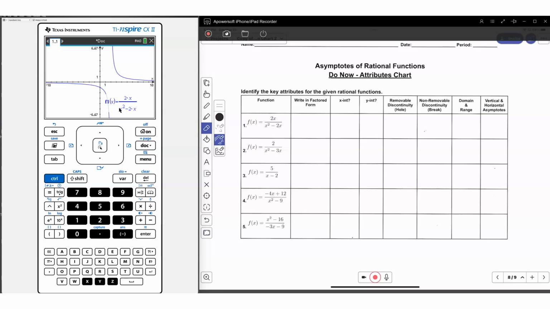Okay, what I'm going to do here is complete this chart with you, and this is what you're going to see on the test, something similar. Like if we do number one, which we've done before, you notice that in the denominator, you can factor an x. So is it in factored form? No, you have to write it out.